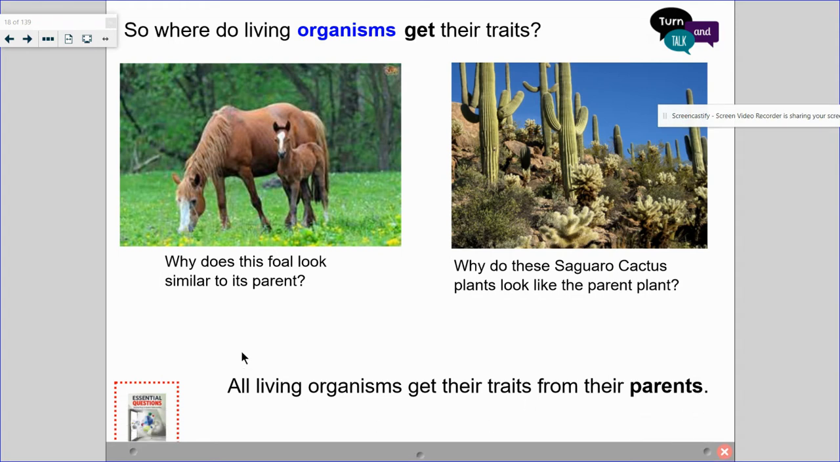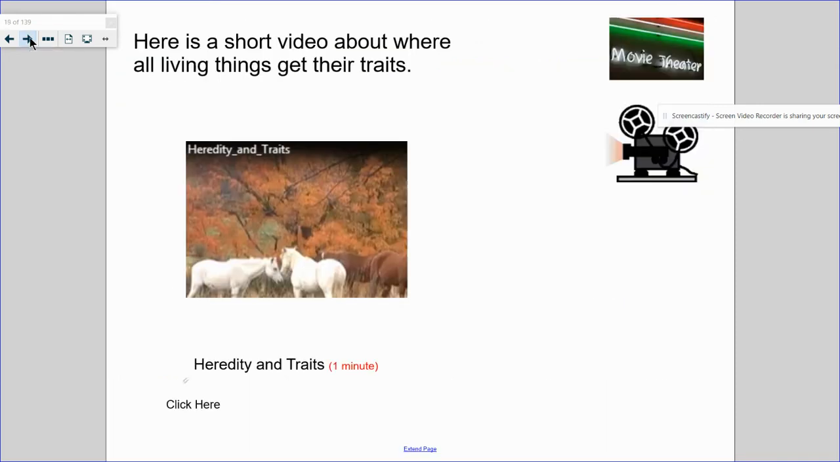So, we get traits that are similar to our mom and our dad. Even if we don't live with them, or they're maybe not with us, we still came from a mom and a dad. So, we have traits from them that were passed on to us. So whether it's our hair color or eye color, similar things that they might have.